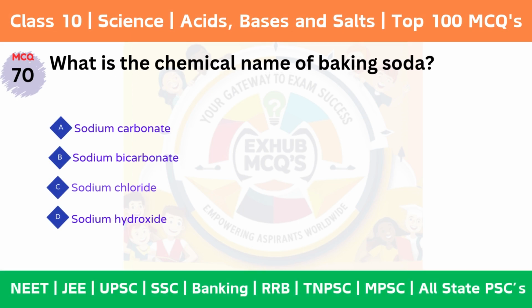MCQ 70. What is the chemical name of baking soda? Option A, sodium carbonate. Option B, sodium bicarbonate. Option C, sodium chloride. Option D, sodium hydroxide.